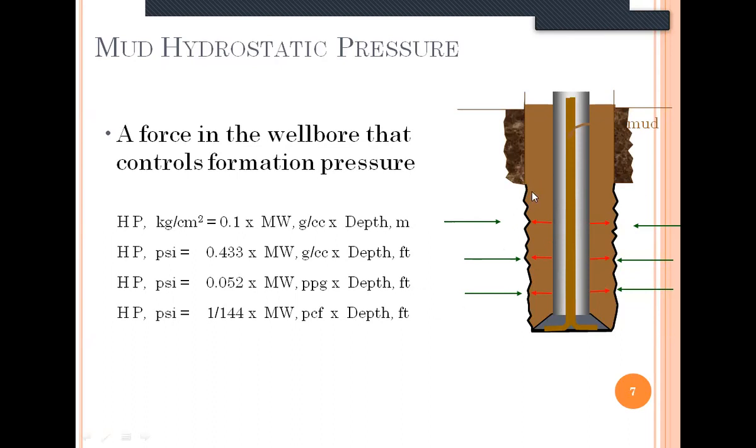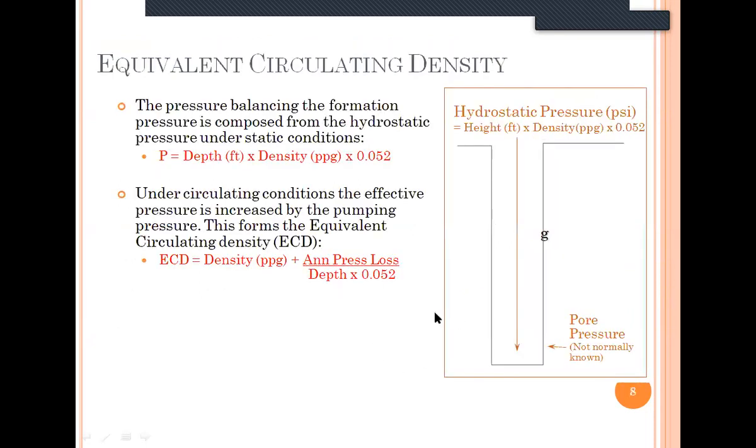So we have a pressure increase transferred from the pressure loss of the mud to the annulus, and this pressure loss affects the bottom hole. If we put a pressure gauge here, we will sense extra pressure. This extra pressure is expressed by the equivalent circulating density, that is, a density higher than the actual mud density while circulating.